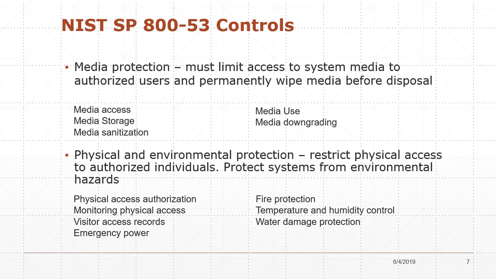Physical and environmental protection. You must restrict physical access to authorized individuals only, protect the systems from environmental hazards. These are all the things you would think of in terms of physically securing your systems. So physical access, monitoring, physical access, visitor access records, emergency power, fire protection, temperature and humidity control, and water damage protection.